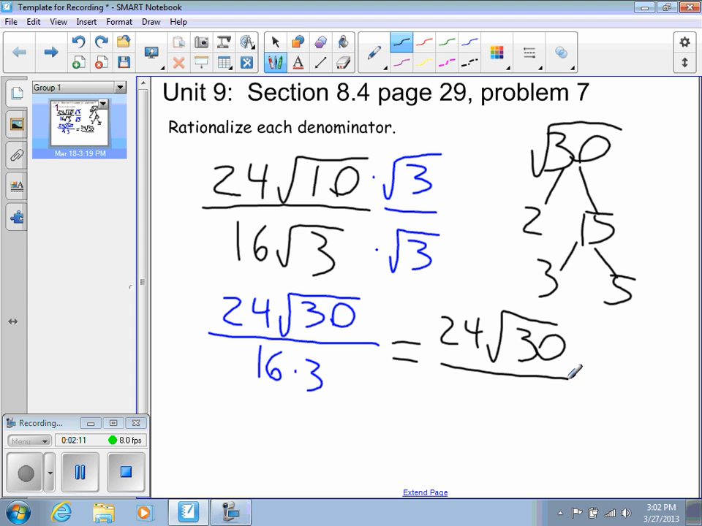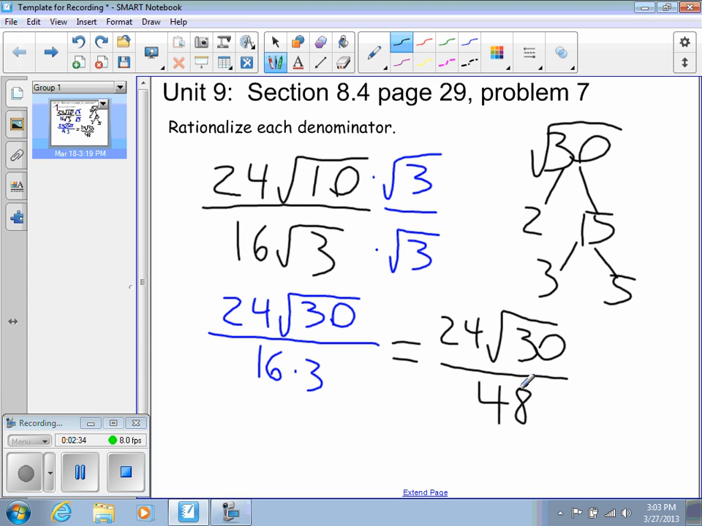Let's see. If I can't remember what 8 times 6 is, how about 8 times 5? 8 times 5 would be 40. 8 times 6 then is 48. So on the bottom we have 48. Gee, can't I simplify that a little bit more?